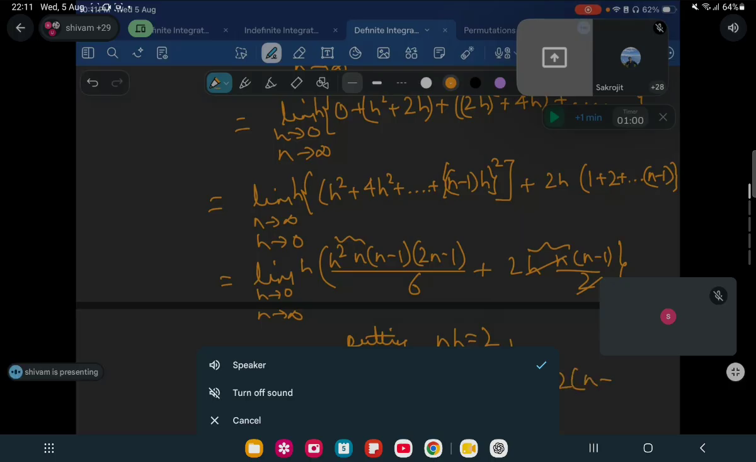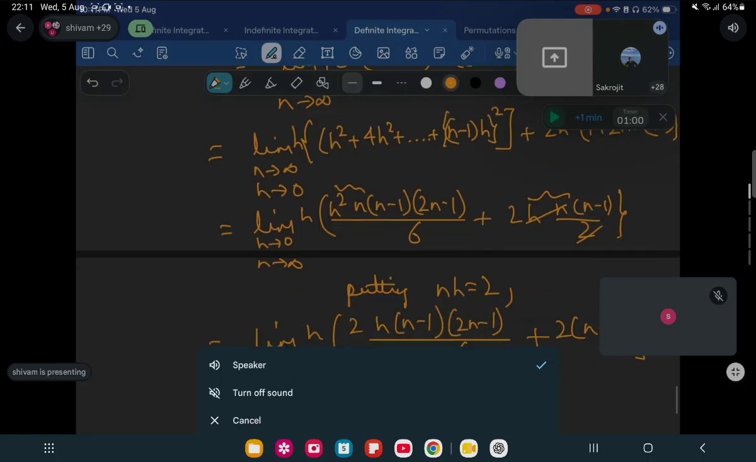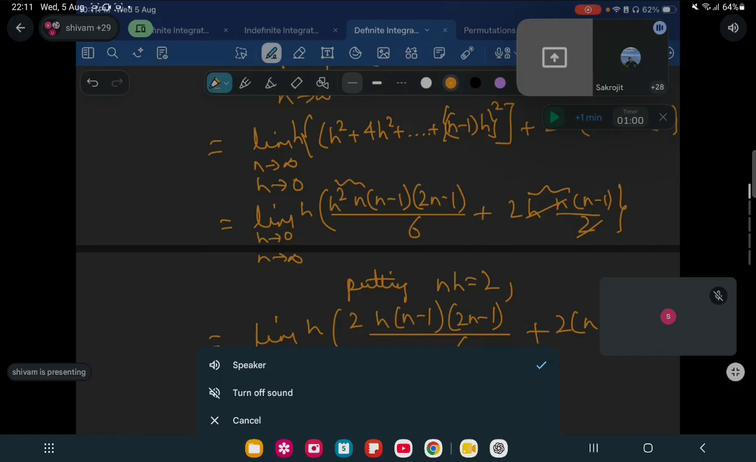Yes, what could you tell me? Sir, see in the first term, there are three terms with n, and there are exactly three h. So what I can do is multiply one h in each of the terms. So it will be nh into (nh minus h) into (2nh minus h). We can replace nh with 2, and after applying the limit, h will become 0. Wait, okay, I'm putting one by one.